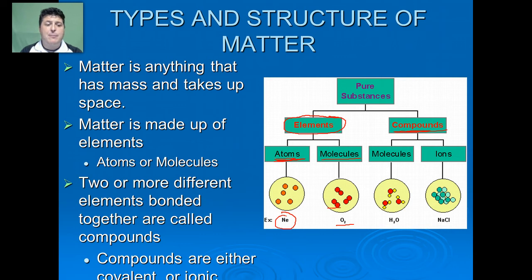Now, if those compounds are formed as a result of sharing of electrons in the valence shell, or the outermost shell of those atoms, we're going to call that a covalent compound, as in water. But if instead those compounds are formed as a result of gaining or losing electrons in their valence shell, resulting in charged atoms held together by opposing charges, those are going to be called ionic compounds.